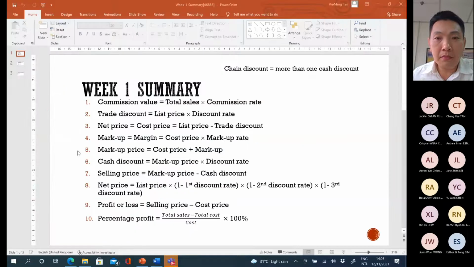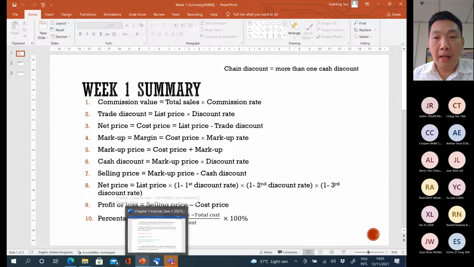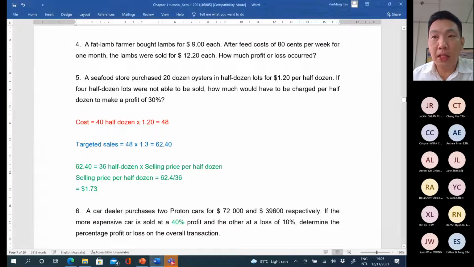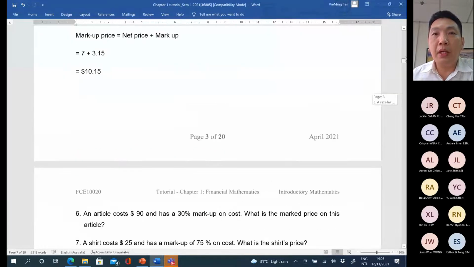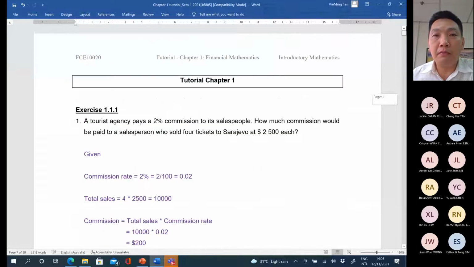The formula list, you can just refer to your PowerPoint slide on Tuesday. These are the formula that you need to get ready in order to answer the tutorial questions for this chapter. I believe a few questions are quite challenging, because some of the questions test your understanding on whether you know how to change the unit of the measurements before you can get the final answer and apply the financial mathematics formula. So some of the questions we may need to play around with the units of measurement.